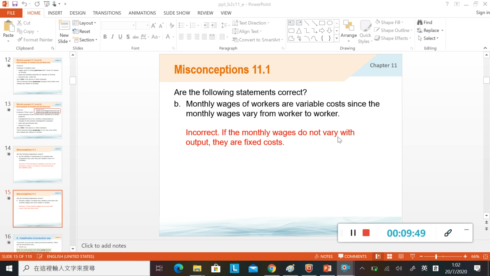If the monthly wage does not vary with the output, then it is a fixed cost. If the monthly wage varies with the output, then it is a variable cost. However, normally the monthly wage would not change, because it would be signed in a contract and fixed for every month. So normally the monthly wage would be a fixed cost.